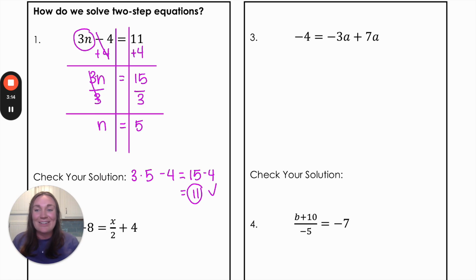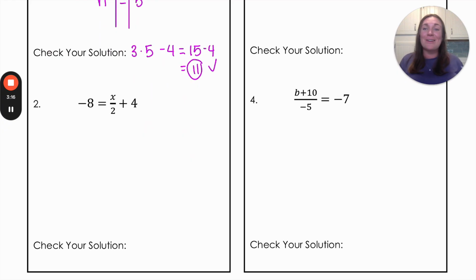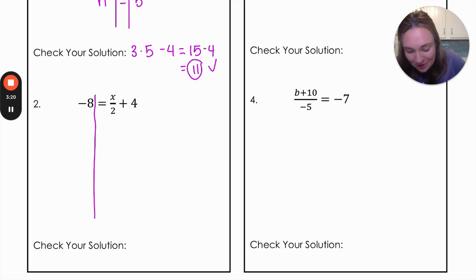All right, let's try another one together. For number 2, our variable's on the different side, but it doesn't matter. We're going to follow the same steps. I'm going to draw that river or railroad tracks in first. And I'm going to circle whatever is with that variable.